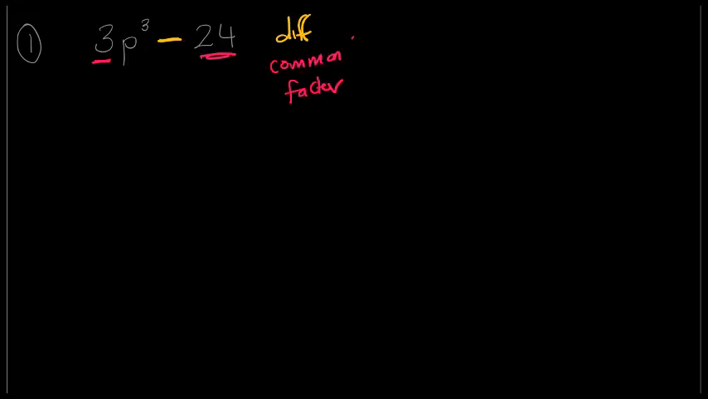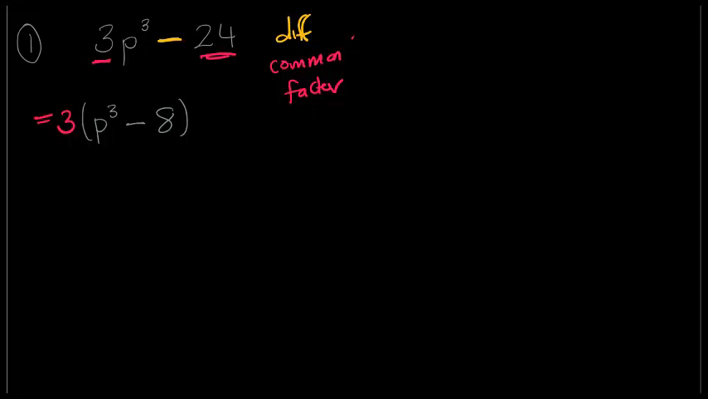So the first thing we're going to do is try and take out 3. If we take 3 out as a common factor, what we have left is p cubed as our first term minus 8. And now all of a sudden, we have 1 as a perfect cube and we have 8 as a perfect cube. We have got a difference of cubes. Yay! So first we take out our common factor.